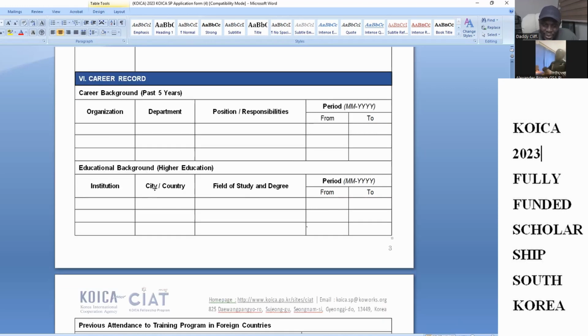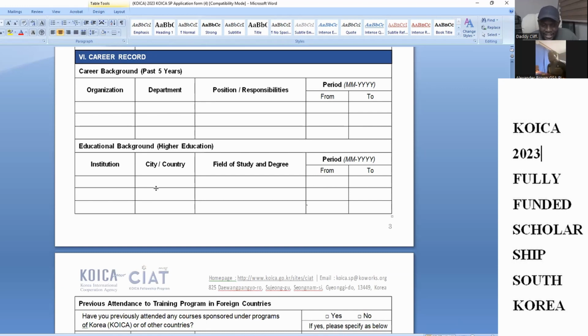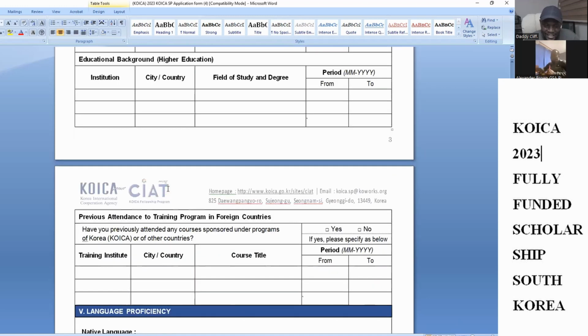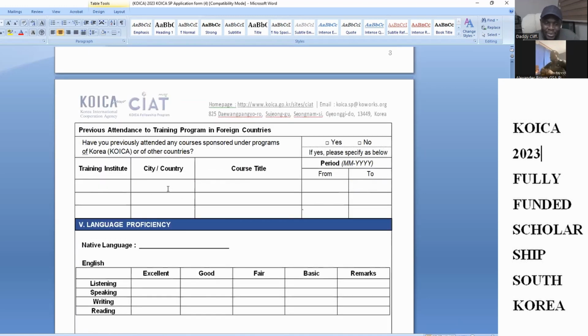And then educational background is equally easy. It's quite straightforward. We don't even need to talk about it, I guess. I think it's self-explanatory.